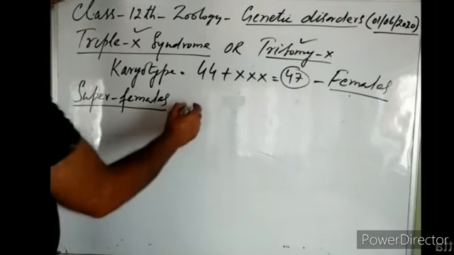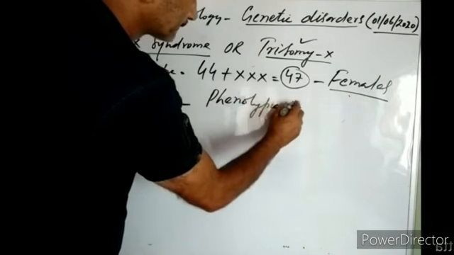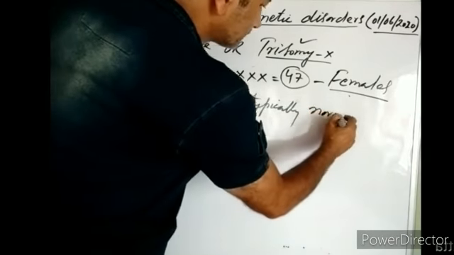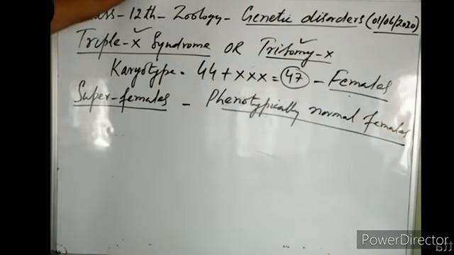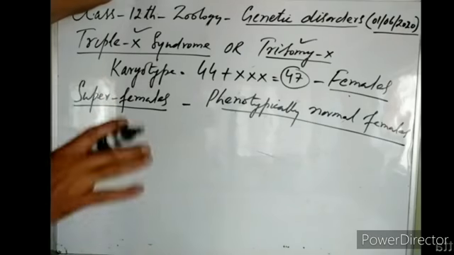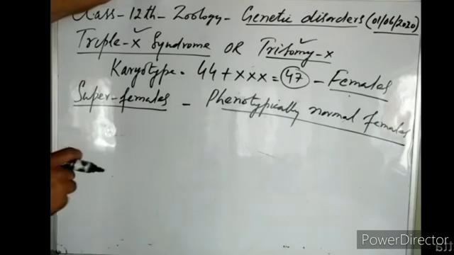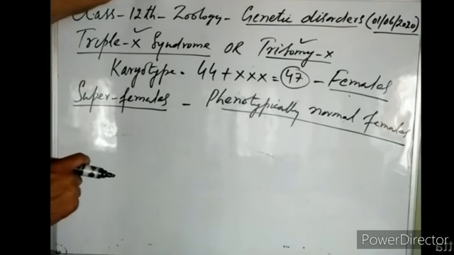So these females are phenotypically normal females. It is impossible to diagnose these females by their phenotype. We cannot judge them as triple X syndrome persons by their phenotype, right? So these females are phenotypically quite normal. They can be identified only by karyotyping.